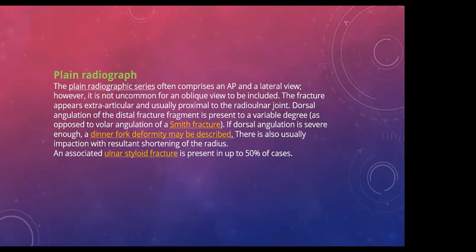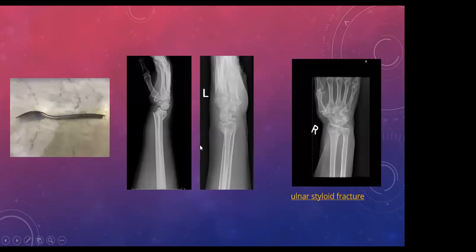An associated ulnar styloid fracture is present in up to 50% of cases. This is a complicated case where the dorsal angulation is severe, like a dinner fork, and this is associated with the ulnar styloid fracture.